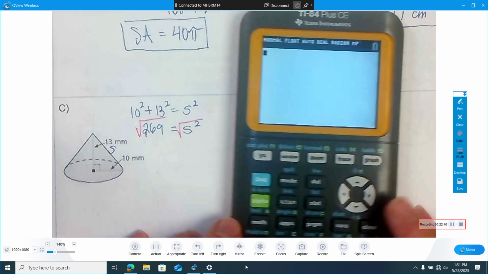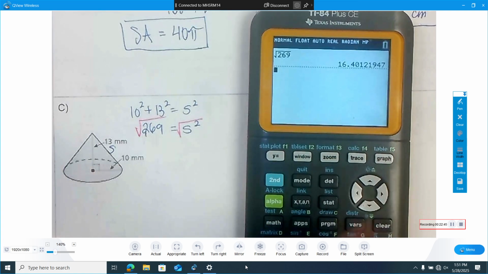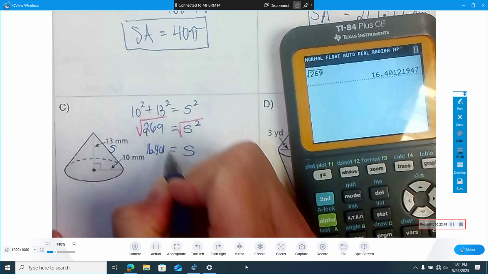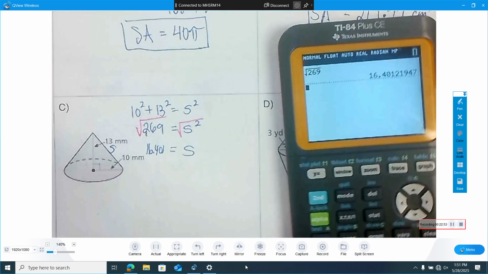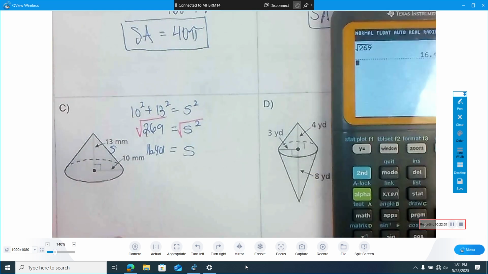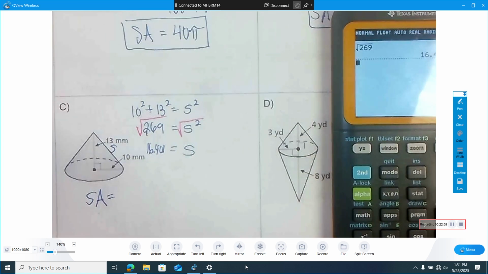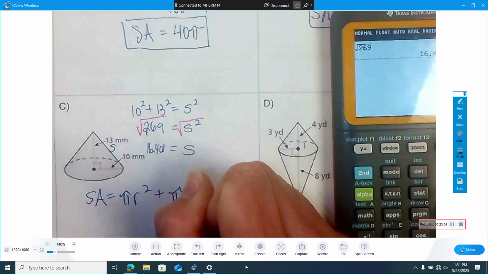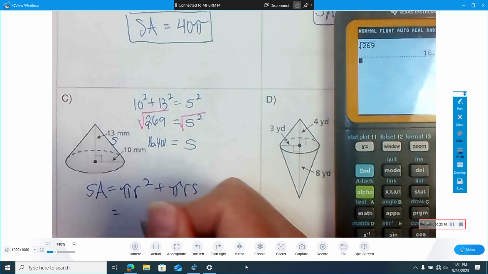which I'm going to do in my calculator. So the square root of 269, something like that. Yes, 16.401. And again, we do not want to round things off. So I'm going to keep my decimal in my calculator for easy access. And then I need to find my surface area, which is pi r squared plus pi r s. I really encourage you to write it down until you have it memorized.